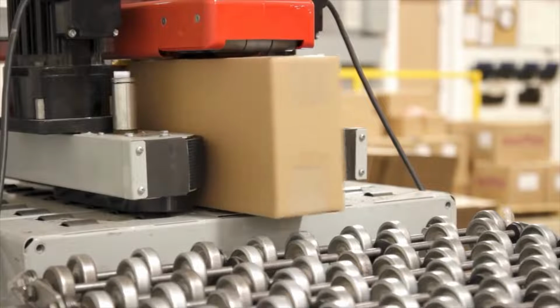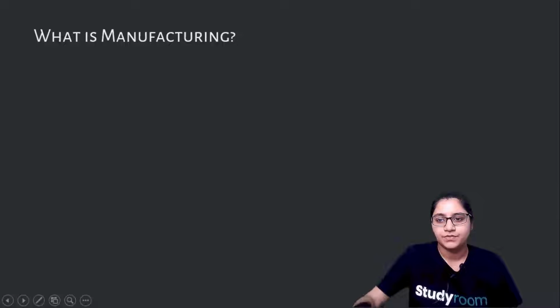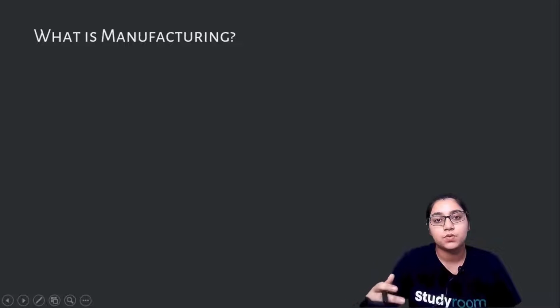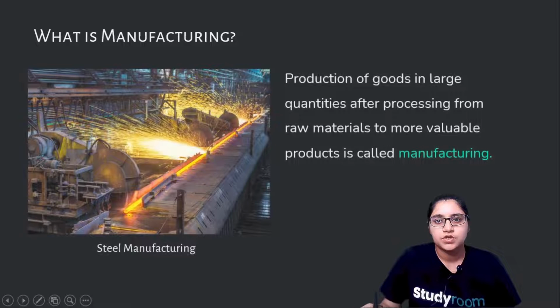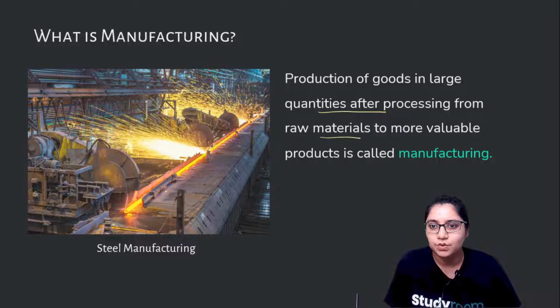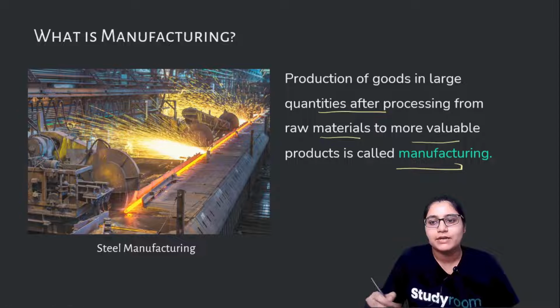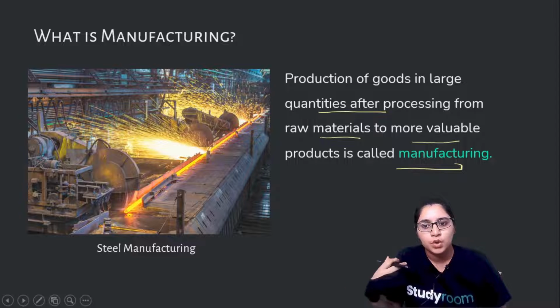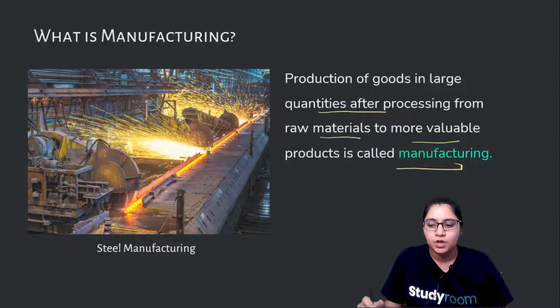Very nice. So you see, now the question is, what is manufacturing? Production of goods in large quantities after processing from raw materials to more valuable products is called manufacturing. Like paper is manufactured from wood, sugar is manufactured from sugarcane, iron and steel from iron ore, and aluminium from bauxite. Alright?